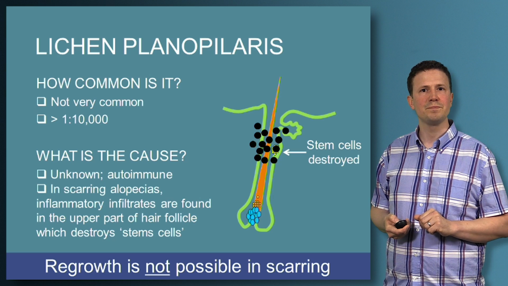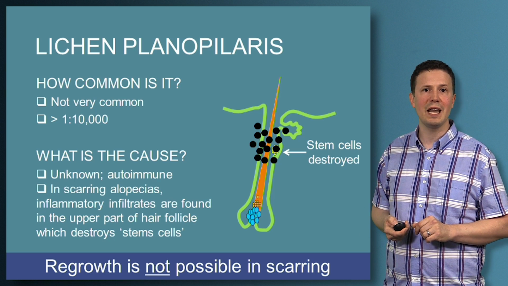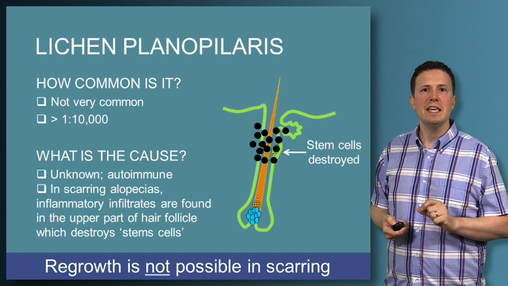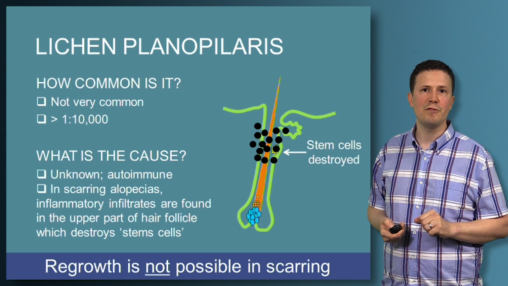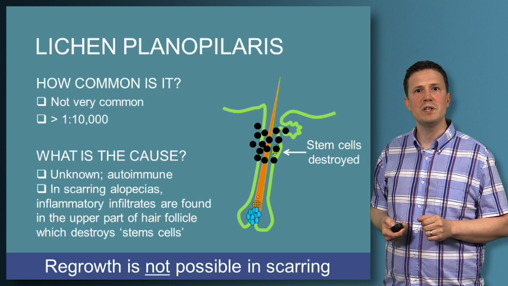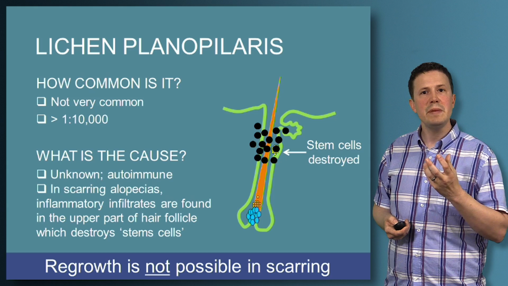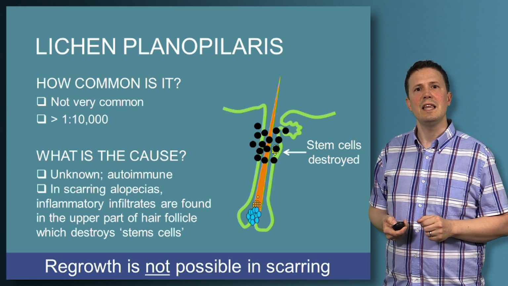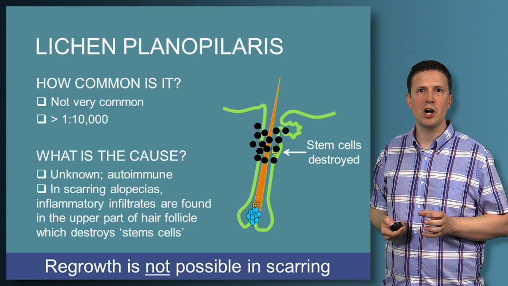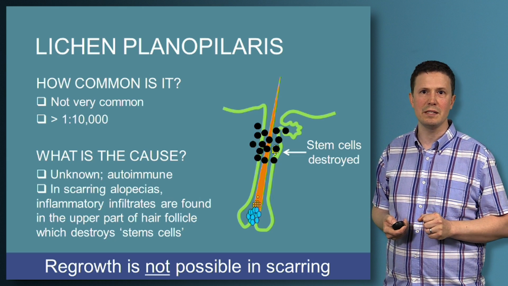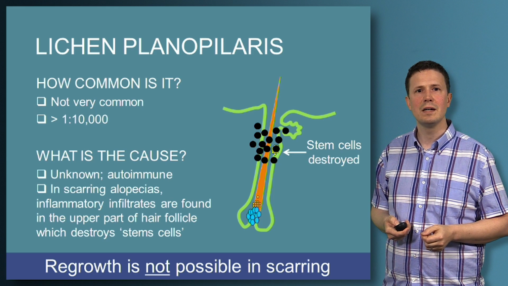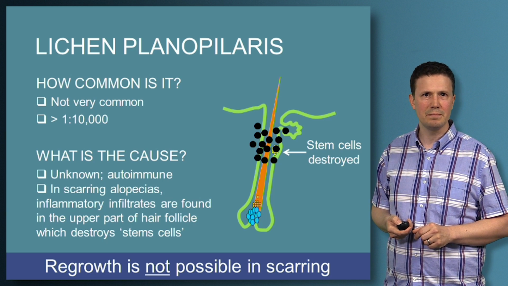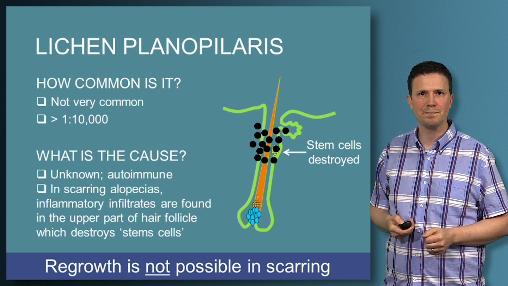So what's the cause? We don't fully know the cause of lichen planopilaris, but we believe it to be autoimmune in nature. In scarring alopecias, the inflammation is high up in the hair follicle. And on the right side of this diagram, you can see the inflammation around the middle of the hair follicle. This is where the stem cells live. And it's for this reason that we know now that inflammation in scarring alopecias destroys these stem cells, and that leads to permanent hair loss. Regrowth is not possible in most patients with scarring alopecia, and that's such an important concept for this module.